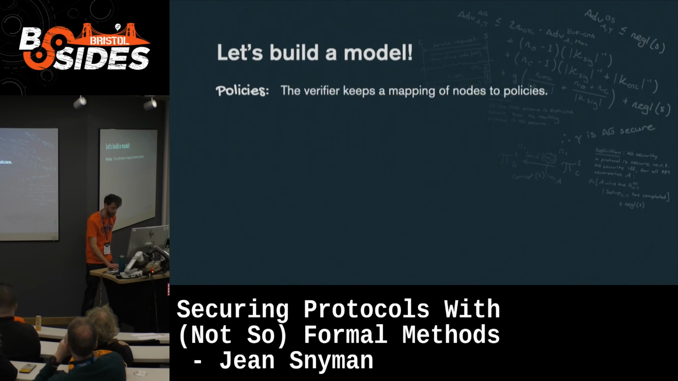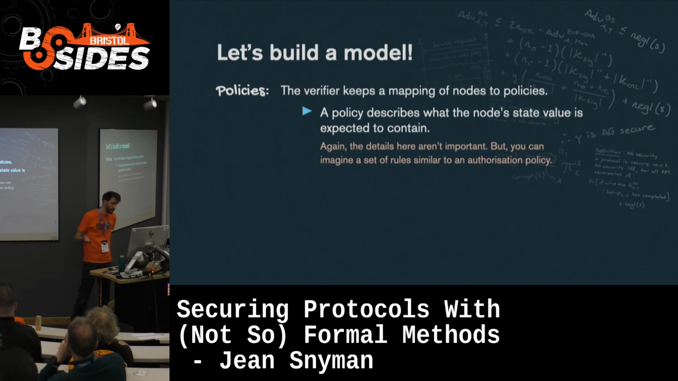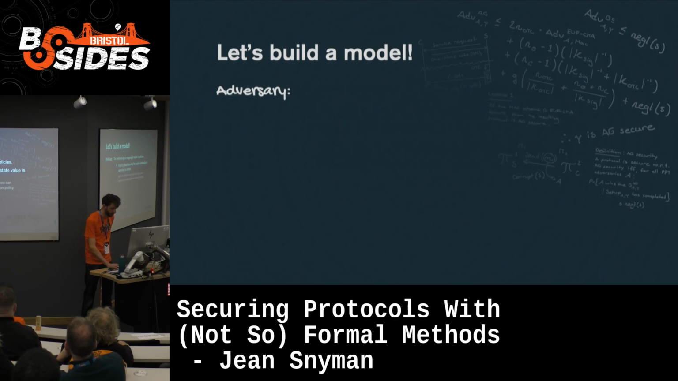So policies. Our verifier keeps a mapping of nodes to policies. A policy simply describes what the node's state value is expected to contain. You can think of this as an authentication policy, or authorization policy, I should say. So you have a set of rules about what you expect to see in that state value.